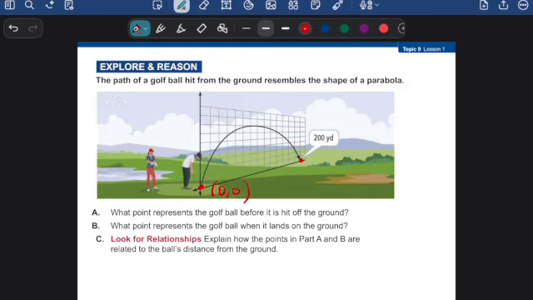What point represents the golf ball when it lands on the ground? So here it is over here. We see that it is at (200, 0). Again, 0 is the height above the ground. So we can know that it's traveled 200 yards from where it was first hit. And these are also, if we're talking about the coordinate plane, called the x-intercepts, right? Well, this first point (0, 0) is also the y-intercept, but these are intersecting the x-axis. So these are important points when we are talking about quadratic equations.